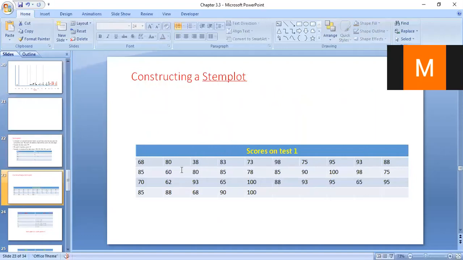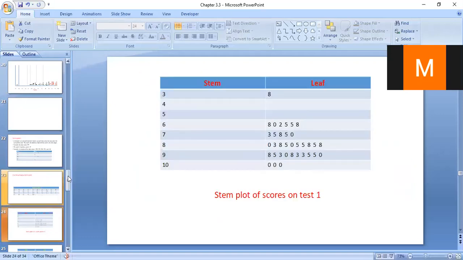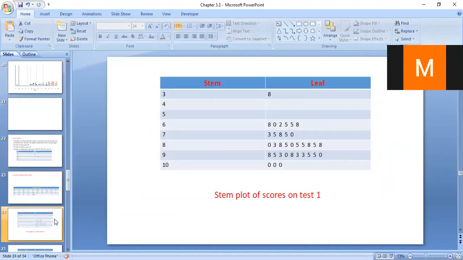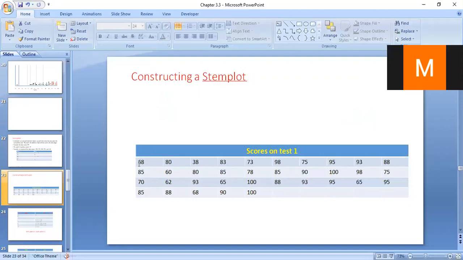Now in the table of the score type 1, you convert the step block. The smallest one is 38. If it's 38, the leaf is 8 and the stem is 3. We don't have stem 4, stem 5, and stem 6. We have 68, 60, 62, 65, 65, and 68. You look on this one, you will see 68, stem 6.